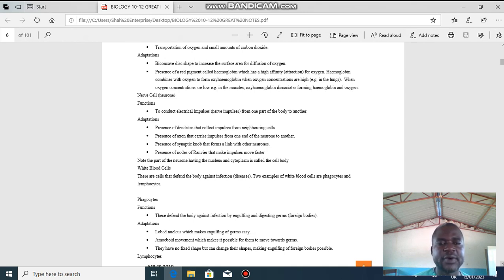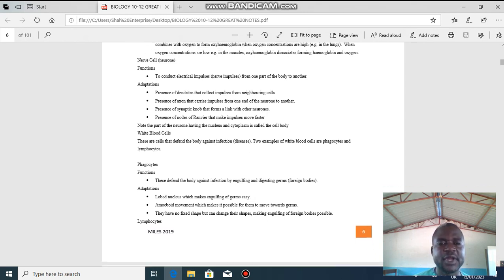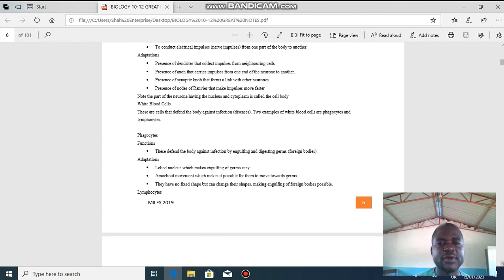Secondly, the presence of an axon that carries impulses from one end of the neuron to the other. The next one, the presence of a synaptic knob that forms a link with another neuron. This is the junction. Then the presence of nodes of Ranvier that make impulses move faster. So I'll show you all these diagrams so that you appreciate what I'm talking about.